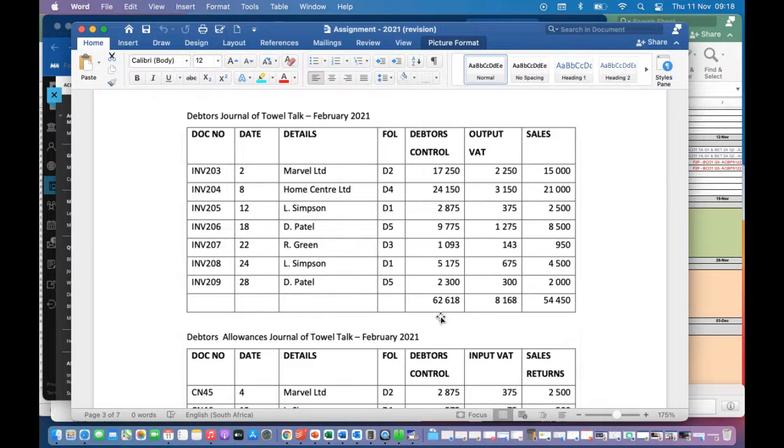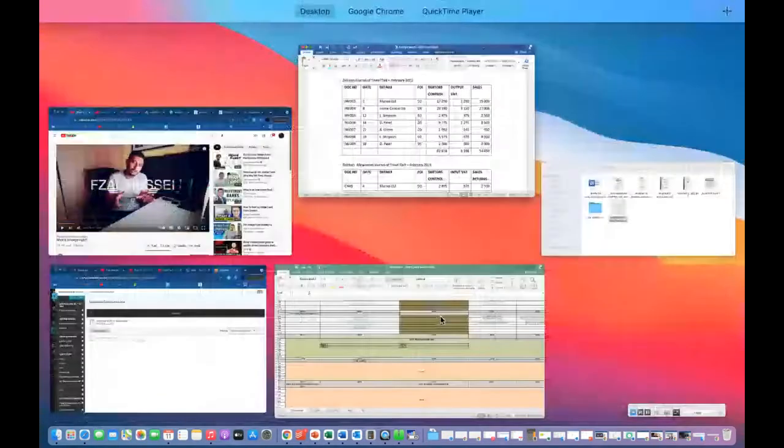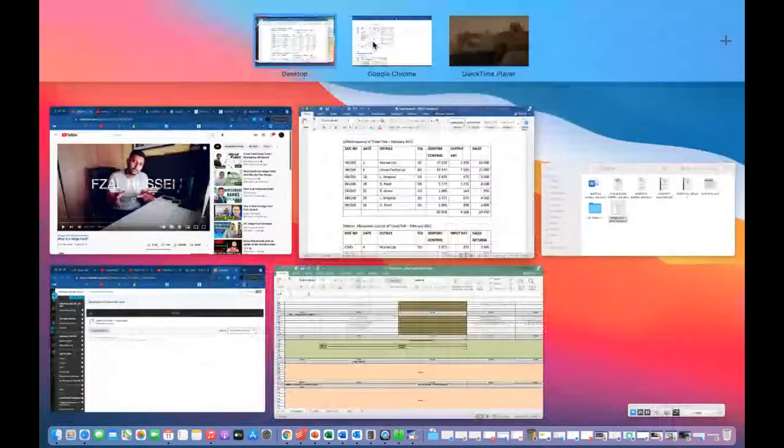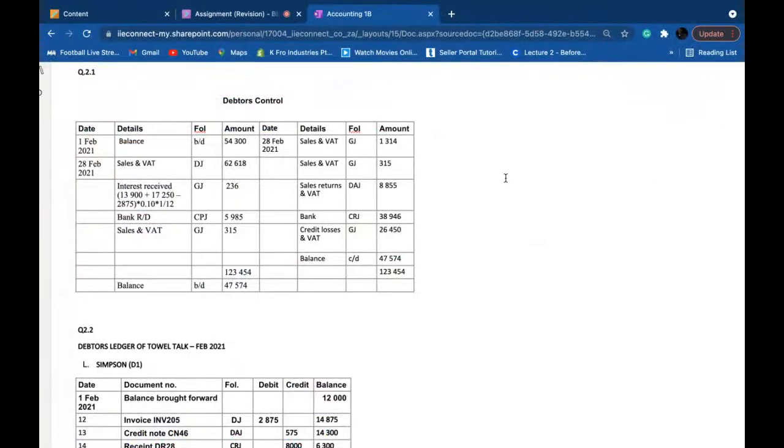How do we know what to do with it? We look at the nature of the journal that we are dealing with, debtors journal. Is that going to increase the amount on your debtors control or decrease it? It's going to increase, and that's why you see there it's been debited. So under details you're going to write sales and VAT. Obviously, we're writing the end of the month, 28 February, as the date. DJ under folio. These are things that you guys should know, and then we put in that 62,618.